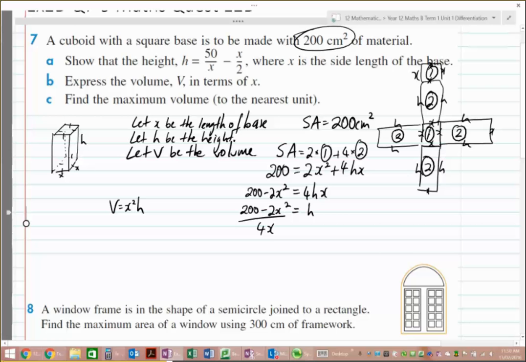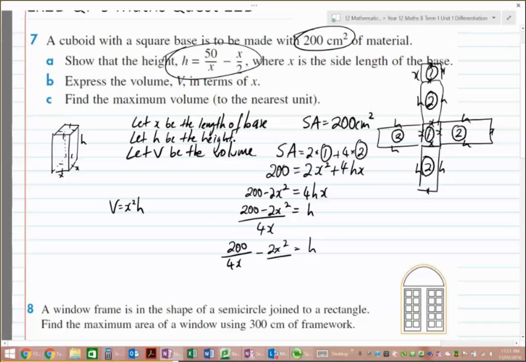If I wanted to make it look like this answer up here, I could do that just by dividing both of these terms on the top line by 4x. 200 divided by 4 is 50. It's just cancelling. X squared on x is x, 2 on 4 is a half. Okay, there's the answer for part A, if you really were curious on how to do that.